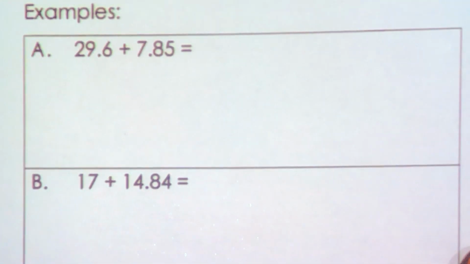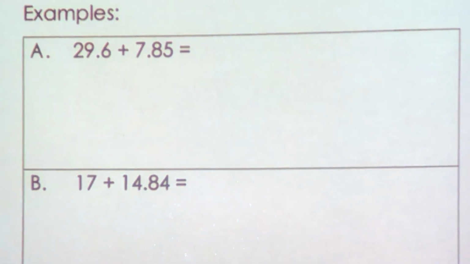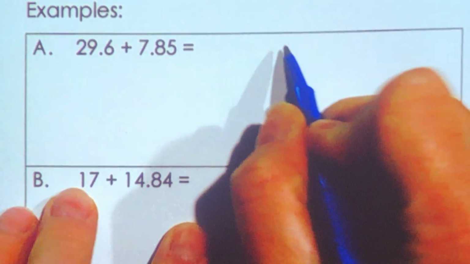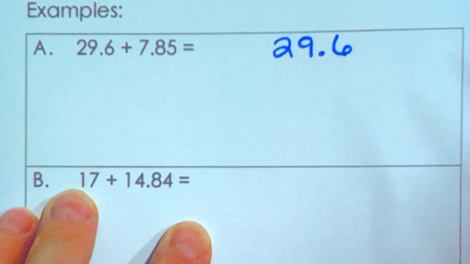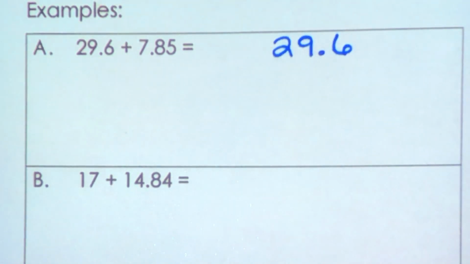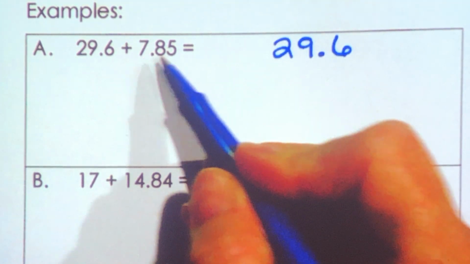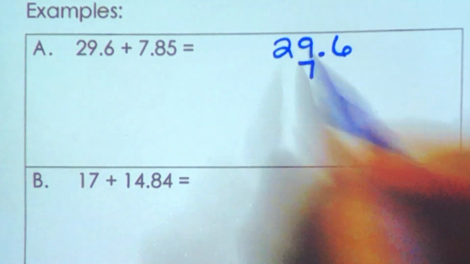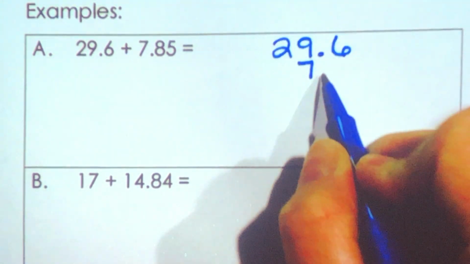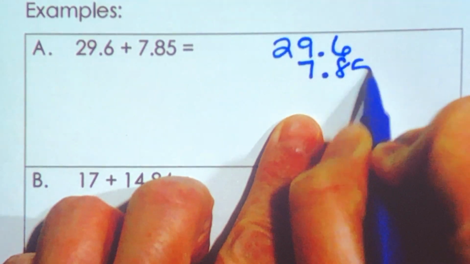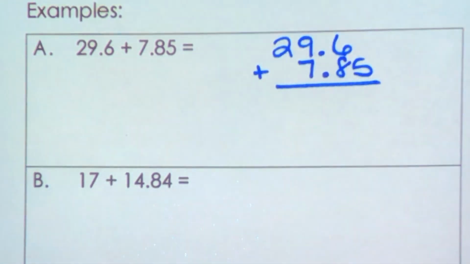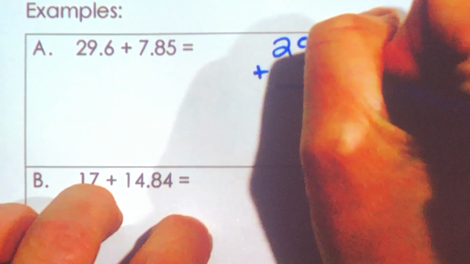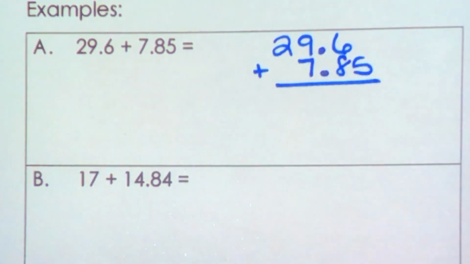So the first one, I have 29.6 plus 7.85, and our step 1 was to line up the place values vertically. So I'm going to write my first number, 29.6. And vertically means straight up and down, right? So now I see 7.85. I want to make sure that my place values match. So in 7.85, 7 represents 7 ones. That should go underneath the 9 in 29.6 because that 9 is in the ones place. So I would write 7.85 underneath like this. So basically you can just line up your decimal points and that will put all of the other place values in order.